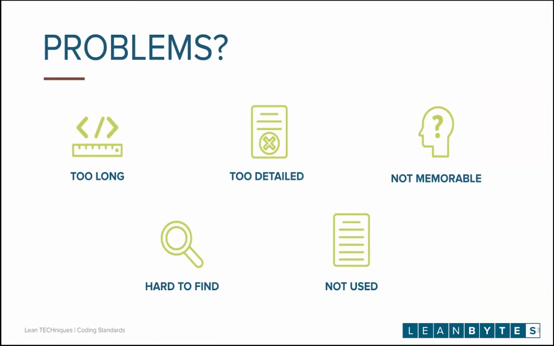In my experience, I've noticed that they're too long. They're too detailed. There's a lot of different pieces of information. They aren't memorable, probably because they're too long or too detailed. They're generally hard to find. They're not stored in the team area. They're not in the source control system. They're just out somewhere on a wiki that somebody at some point put out there because they thought they needed to have them. And so ultimately, it turns into a problem that they're not ever used by the team.